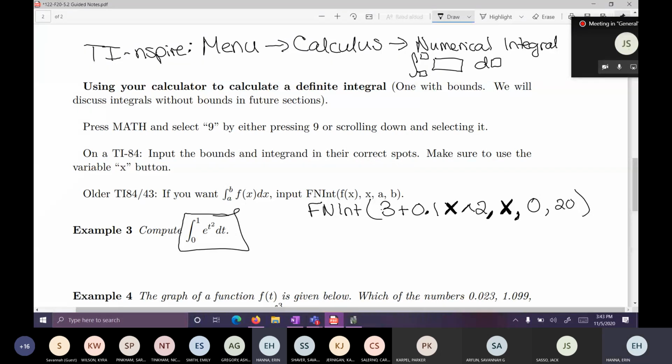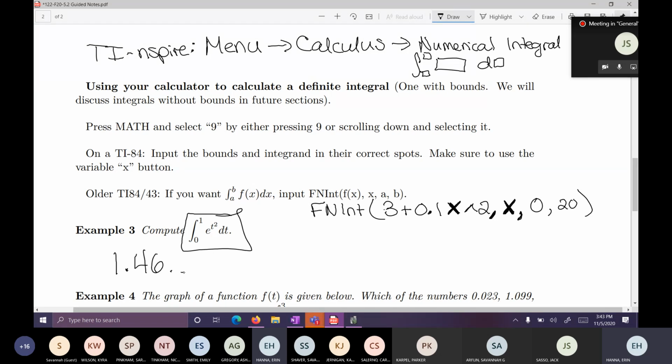What do you get when you do this? You're going to want to be careful on this one because your calculator's old. You're going to want to put that in parentheses, so caret, parentheses, x squared, or else it will read it wrong. You should get 1.46 blah blah blah.